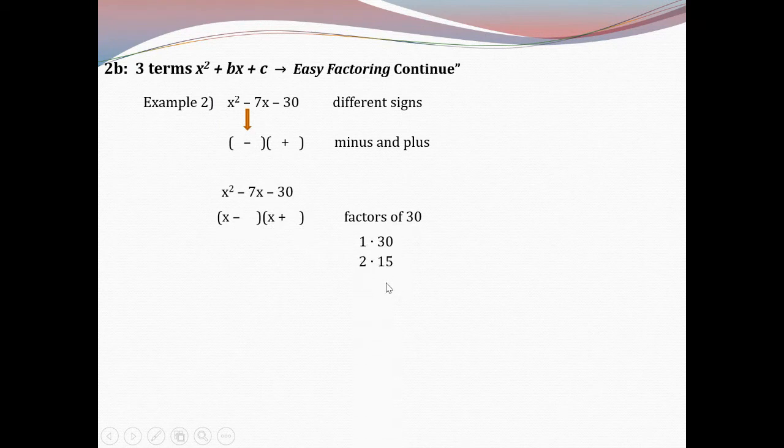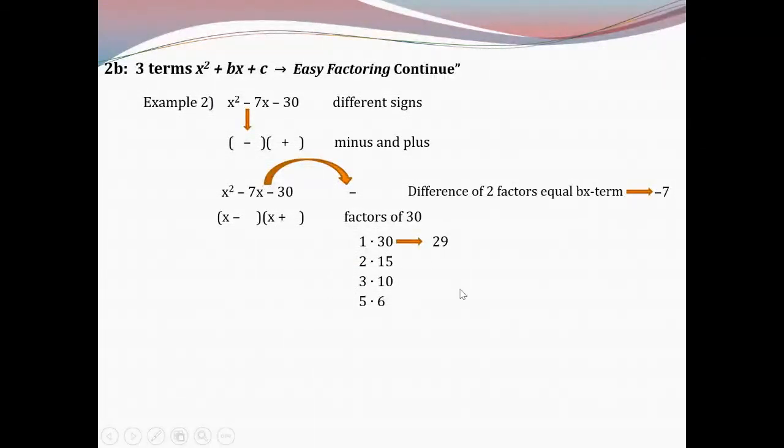Right? 1 times 30, 2 times 15, 3 times 10, 5 times 6. So now we have to subtract the factors to give me 7 or negative 7, right? So this means the difference of two factors must equal the bx term. So we have to get negative 7. So 30 minus 1 is 29. 15 minus 2 is going to be 13. 10 minus 3 is going to be 7. And 6 minus 5 is going to be 1.